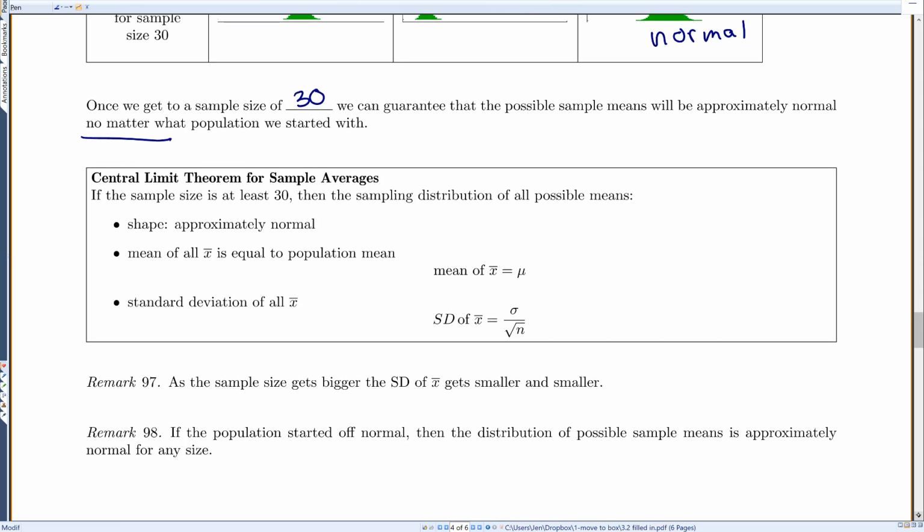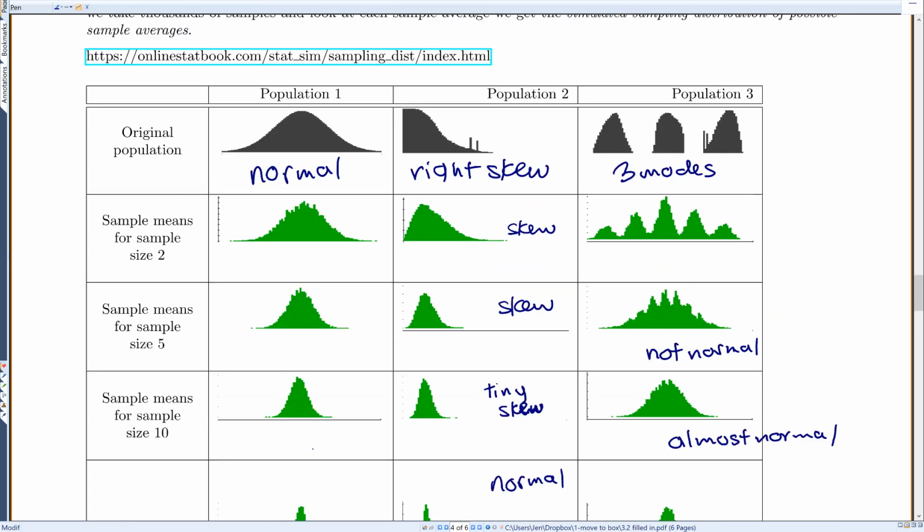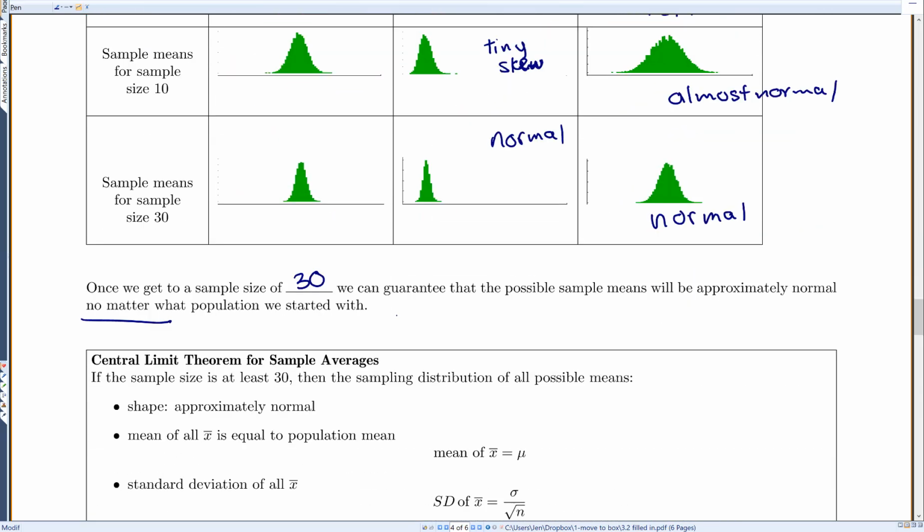Now, the interesting thing is, if the population started off normal, then the distribution of the possible sample means is approximately normal for any sample size. That's what we saw here in population 1. Because it started off normal, then my sample means look normal for every different sample size, which is pretty cool.